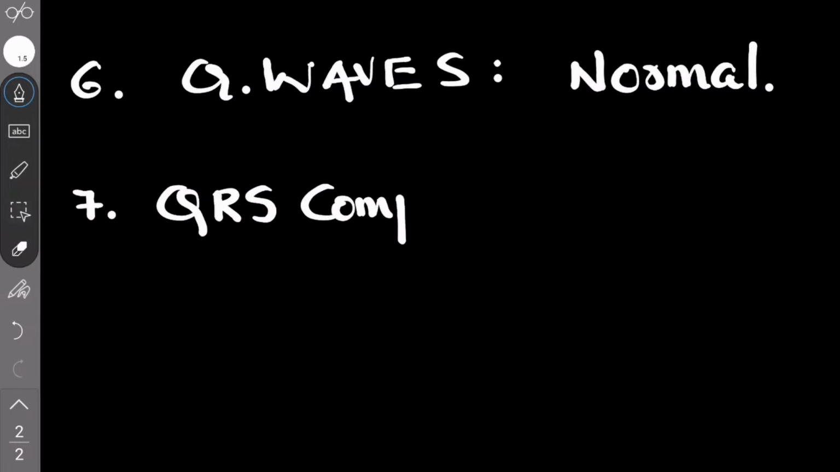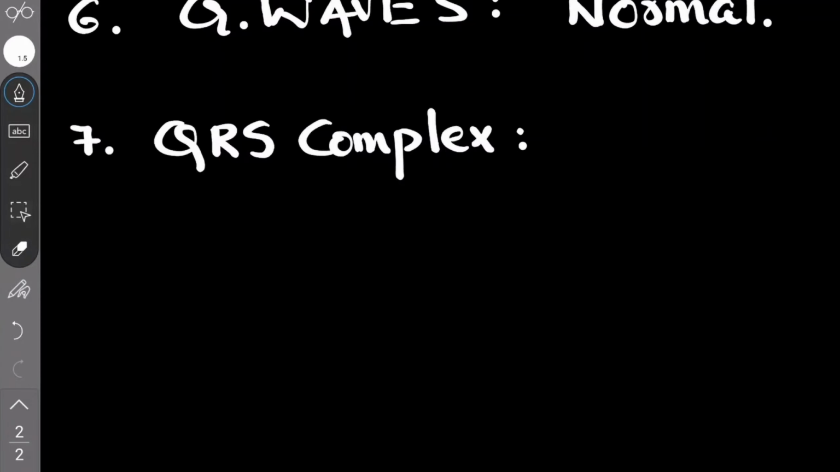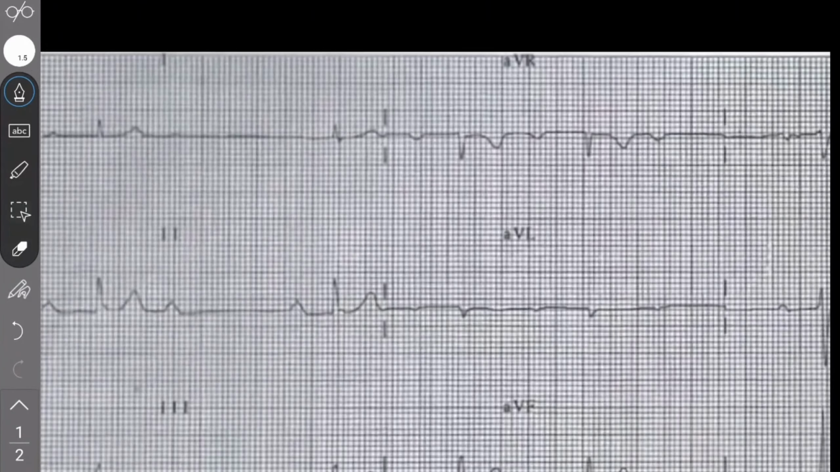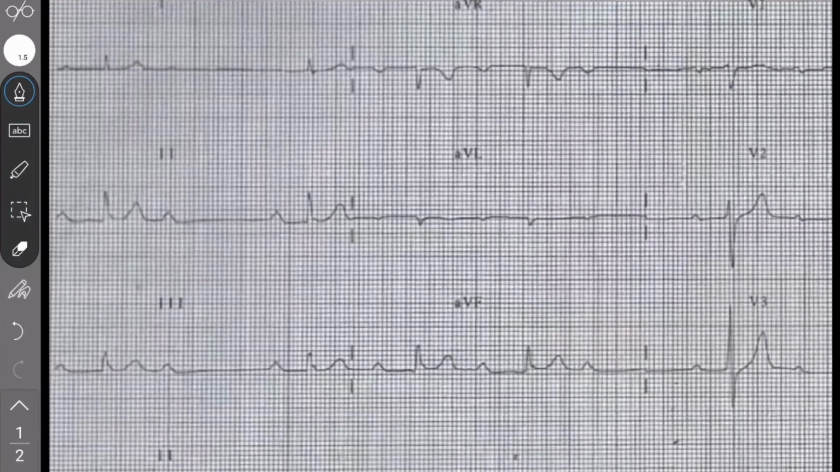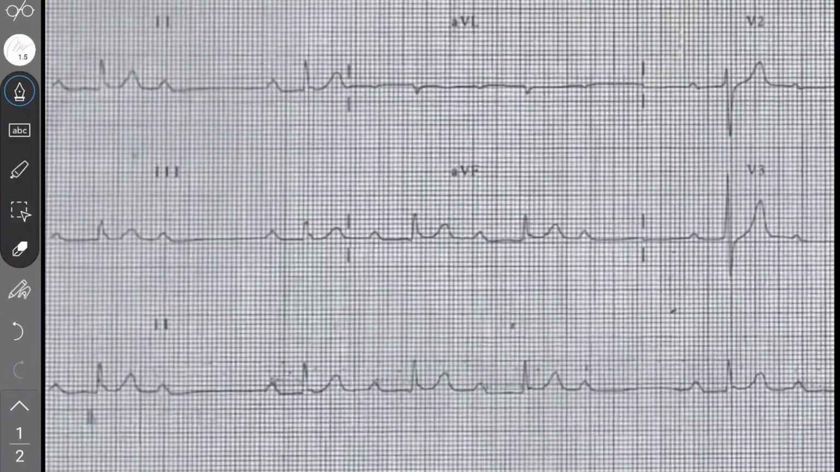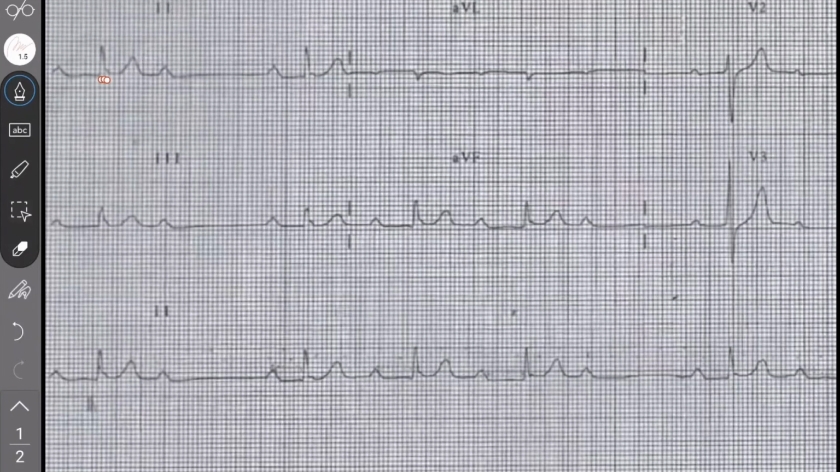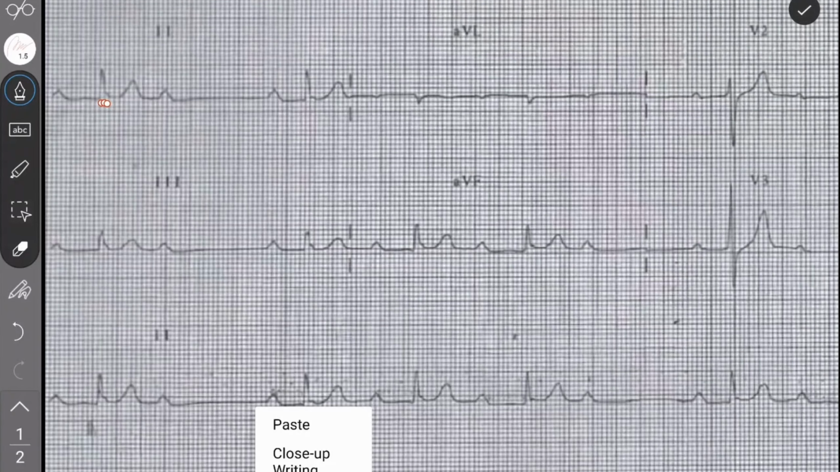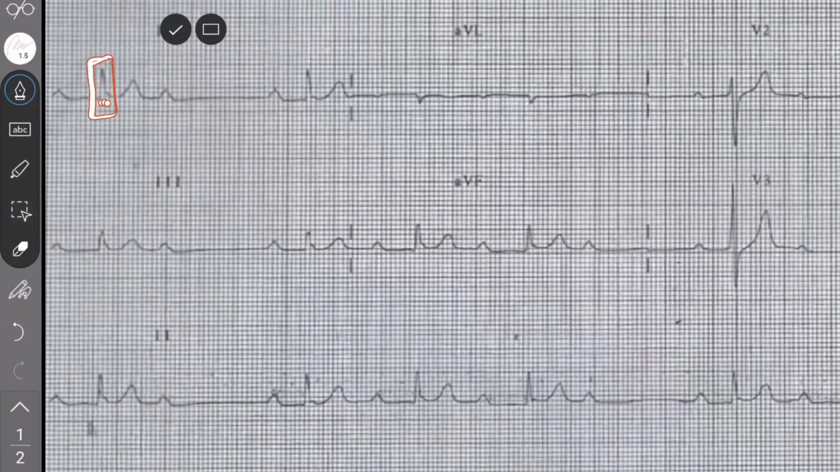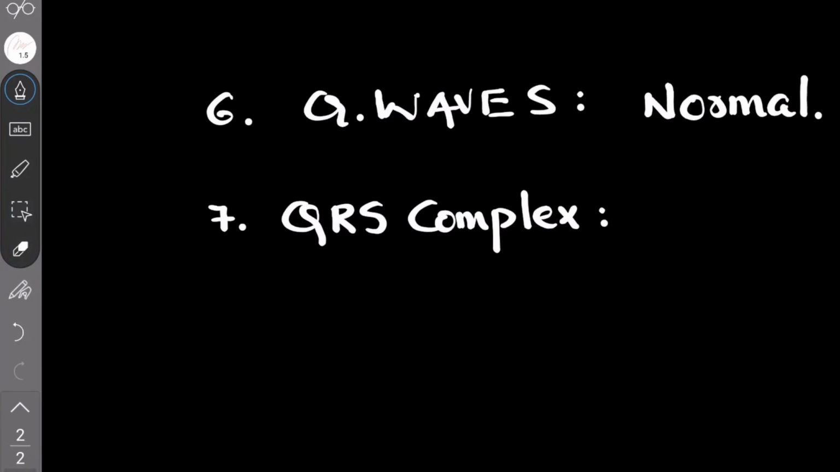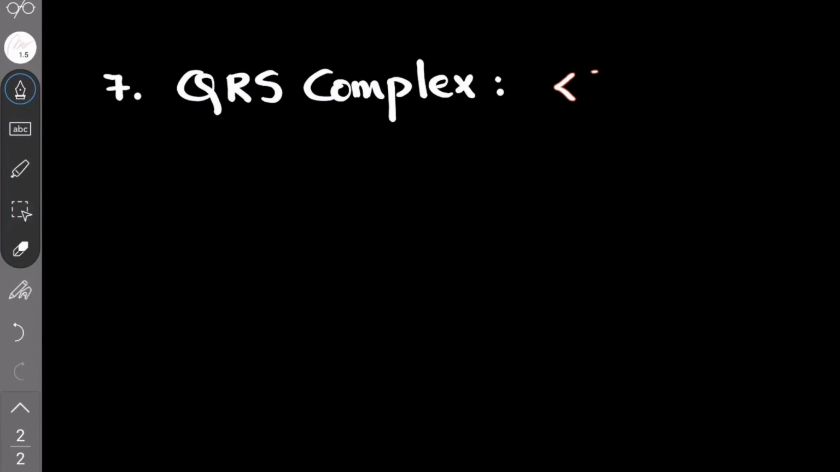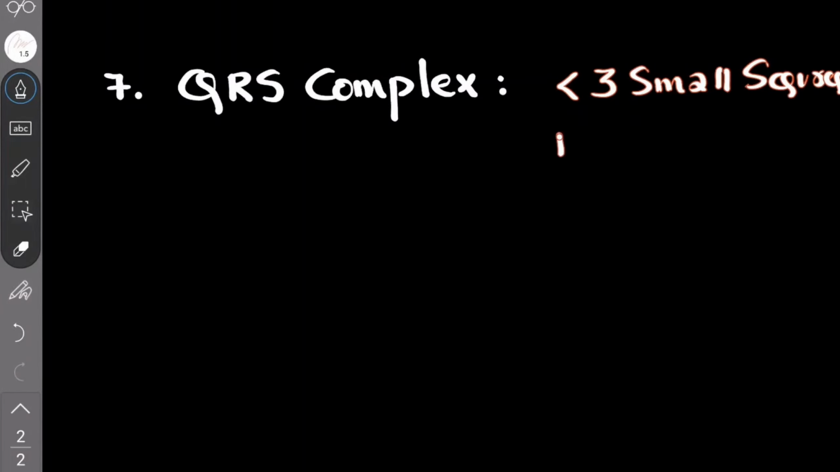Next, what we check is the QRS complex. Checking the QRS complex, look at lead 2. This is 1, 2, 3. You clearly see here that the QRS complex is less than 3 small squares. So you write it as QRS complex less than 3 small squares. So it's normal.